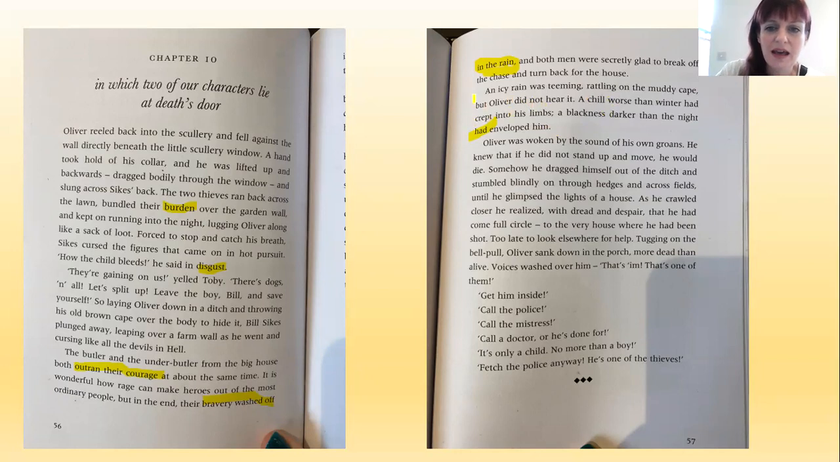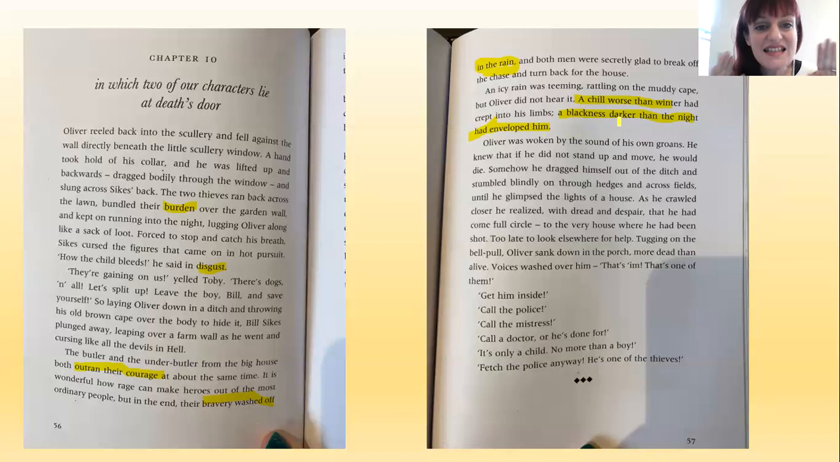Now this bit here: an icy rain was teeming, rattling on the muddy cape. But Oliver did not hear it. A chill worse than winter, again, nice, had crept into his limbs, but blackness darker than the night had enveloped him. Now, can you use your awesome inference skills to tell me, or tell someone, even if you're talking to a wall, I don't mind, I do it all the time, what do you think that tells us about Oliver's state at that particular moment?